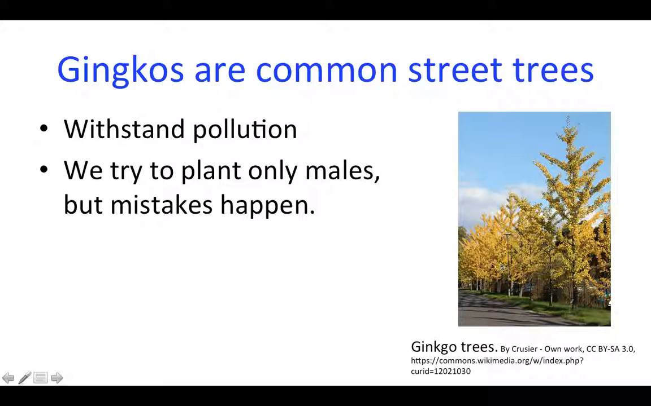Nevertheless, we often use ginkgos as common street trees. You can see that pictured here. We use them as street trees because they grow well in urban areas. They are able to withstand pollution. And because the female cones smell like vomit, we try to avoid them. We do that simply by planting male trees. And we're usually pretty good at this, but it's usually not too hard to find some mistakes out there and find ginkgo trees that are in fact female, and you'll find collections of cones on the ground underneath them.